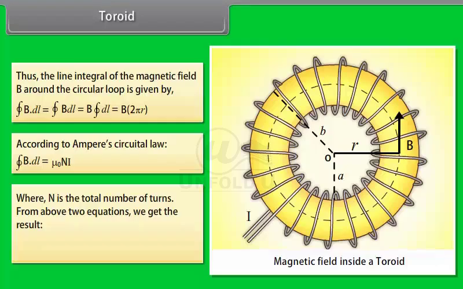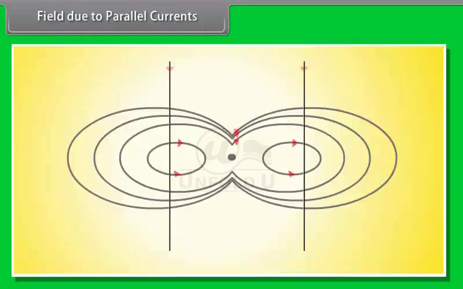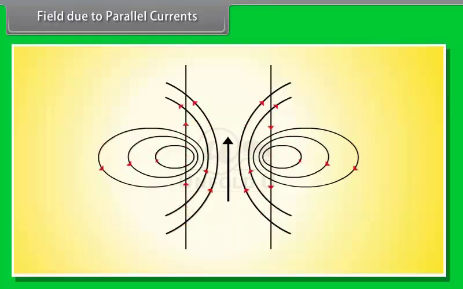From the above two equations, we get the result B is equal to mu naught N I divided by 2 pi r. Field due to parallel currents. It represents the combined magnetic field due to two parallel conductors carrying current in the same direction. The pattern of the magnetic field indicates attraction between the conductors. It represents the combined magnetic field due to two parallel conductors carrying currents in opposite directions. The pattern of the magnetic field indicates repulsion between the conductors.